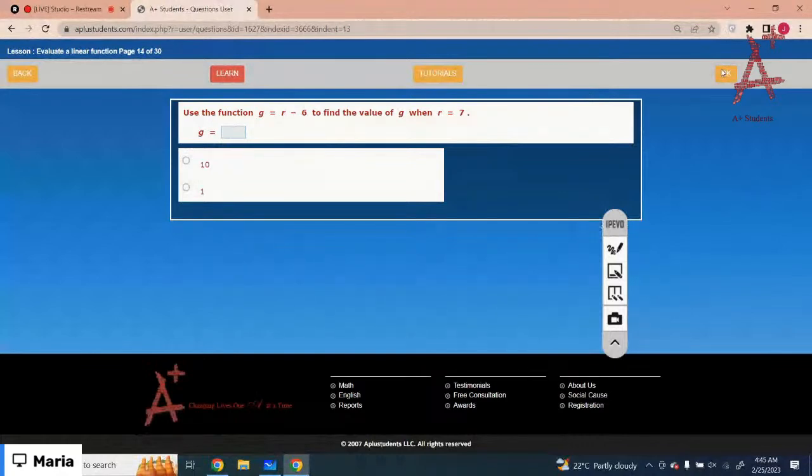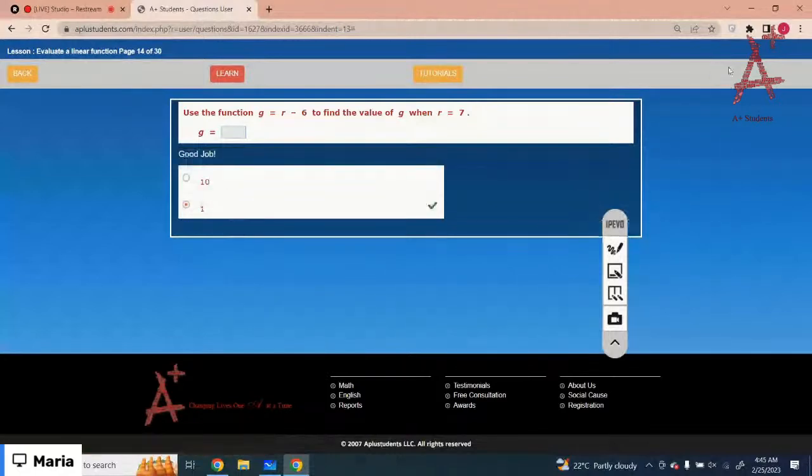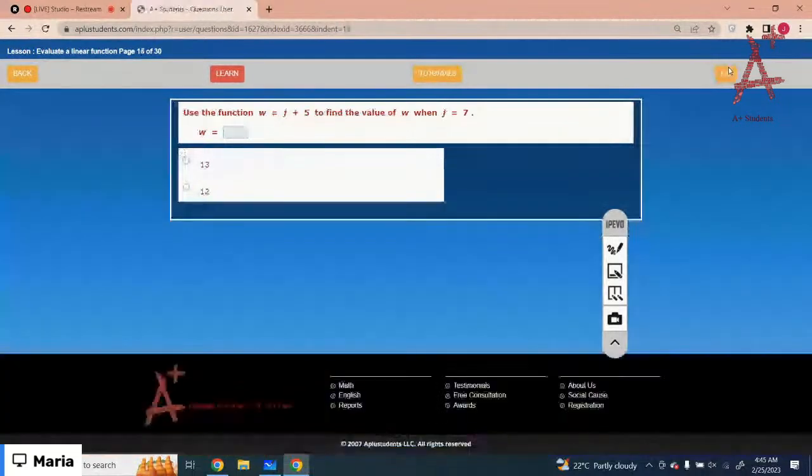Okay, use the function g equals r minus 6 to find the value of g when r equals 7. So replace the r with the value, it would be 7 minus 6. So 7 minus 6 equals 1. Got it? That means g equals r minus 6 is 1 when r equals 7.